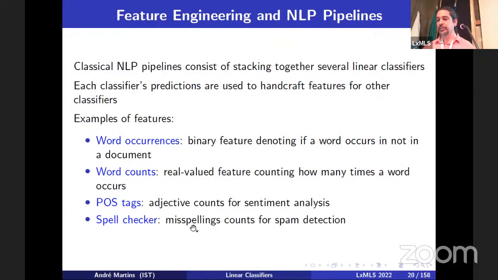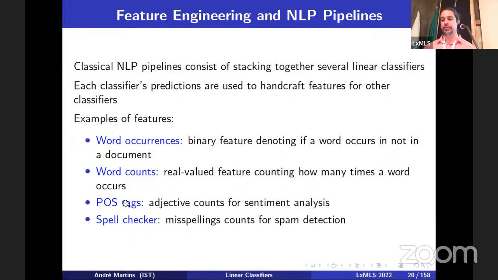Another example of features are part of speech tags. For example, if you are developing a system for sentiment analysis, adjectives are really important to predict sentiment, because they carry a lot of information that can have some positive or negative polarity. And it might be useful to identify where the adjectives are in this sentence, okay? And part of speech tagging is a way to get there.